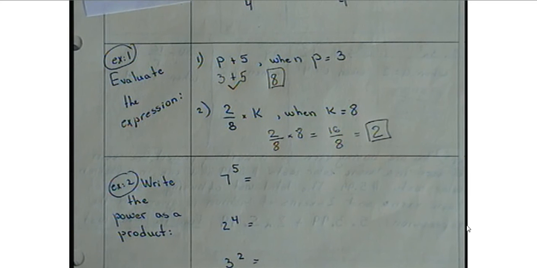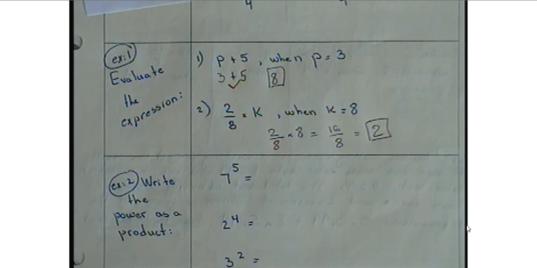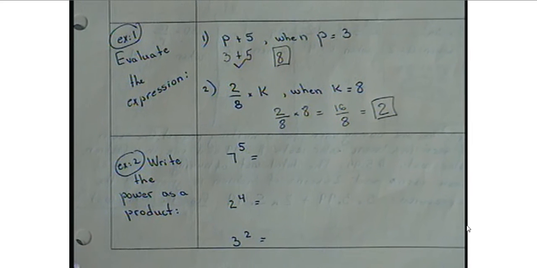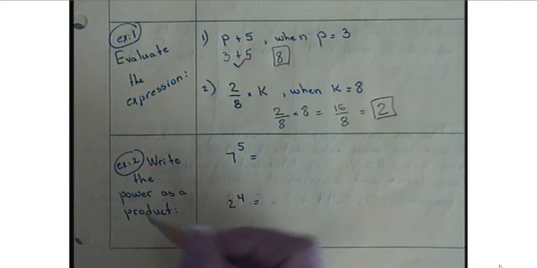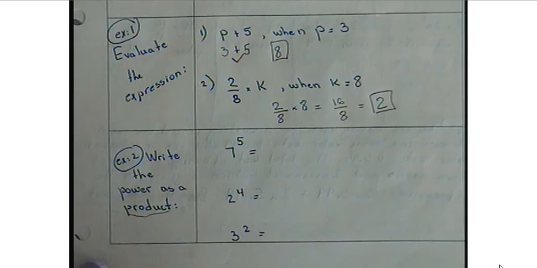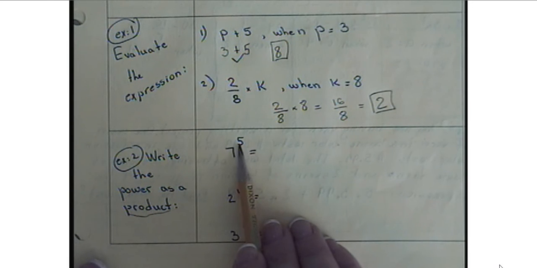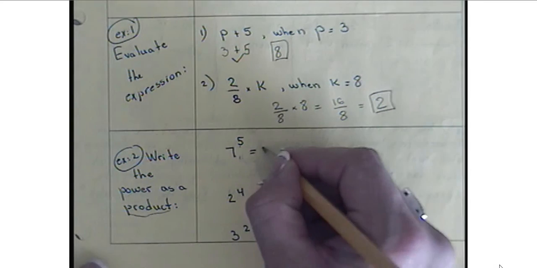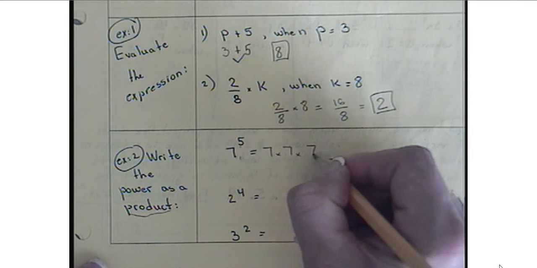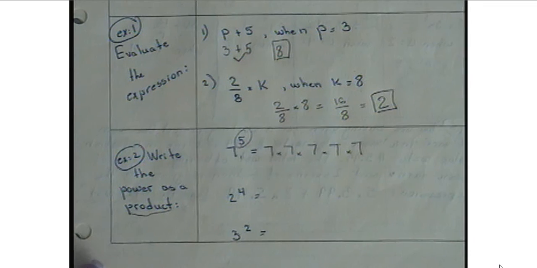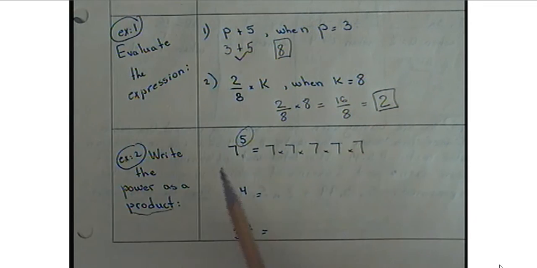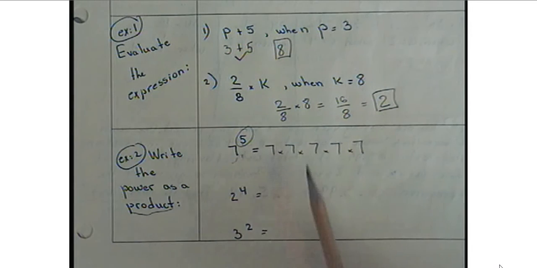Next example, we're supposed to write the power as a product with the given examples. So 7 to the 5th: in order to write this down or break it down as a product, which means multiplication, we need to write down 5 copies of the number 7 multiplied by itself. So I'm going to put 7 times 7 times 7 times 7 times 7. The exponent shows us how many times we need to multiply this base number by itself.